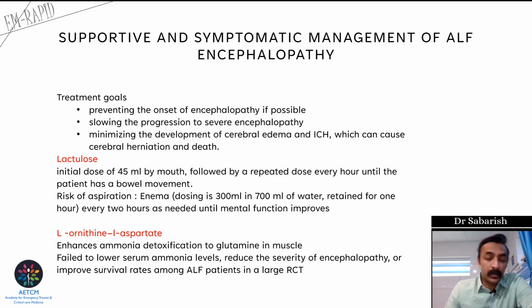There is a lot of interest in L-ornithine and L-aspartate, and we also use it, but at the end of the day, the expected mechanism is enhancing the ammonia detoxification to glutamine in the muscles. But if you purely go by evidence, there are not many RCTs which support the use of LOLA.